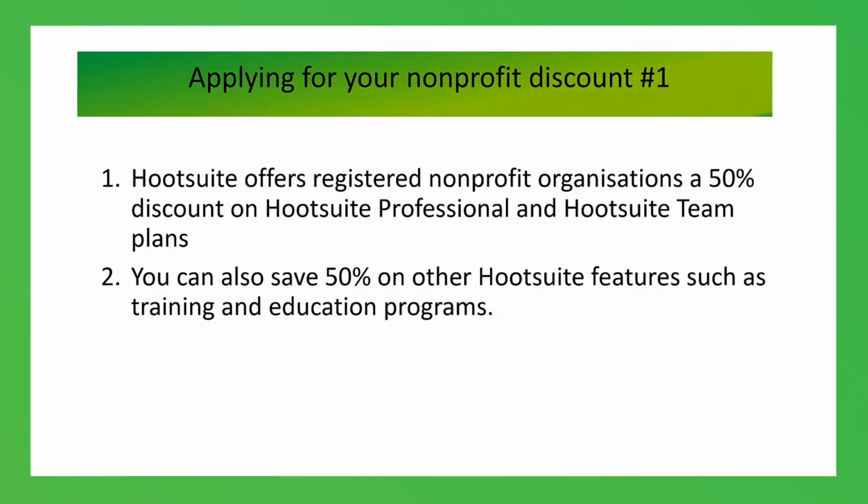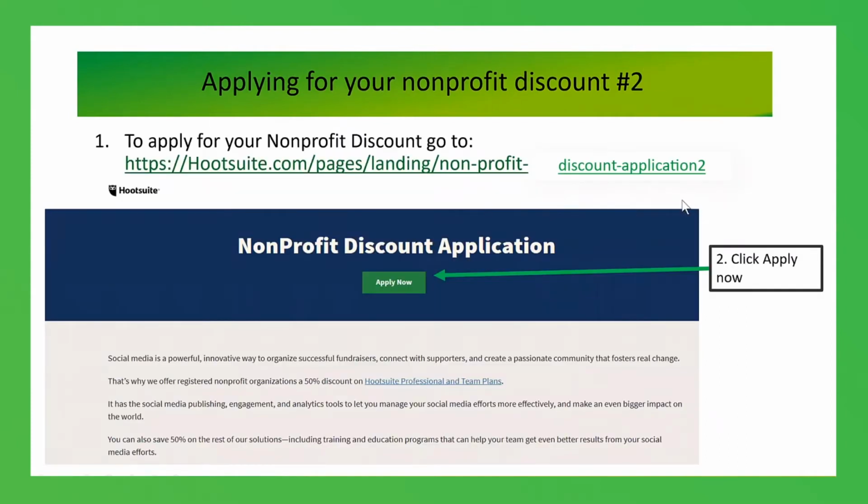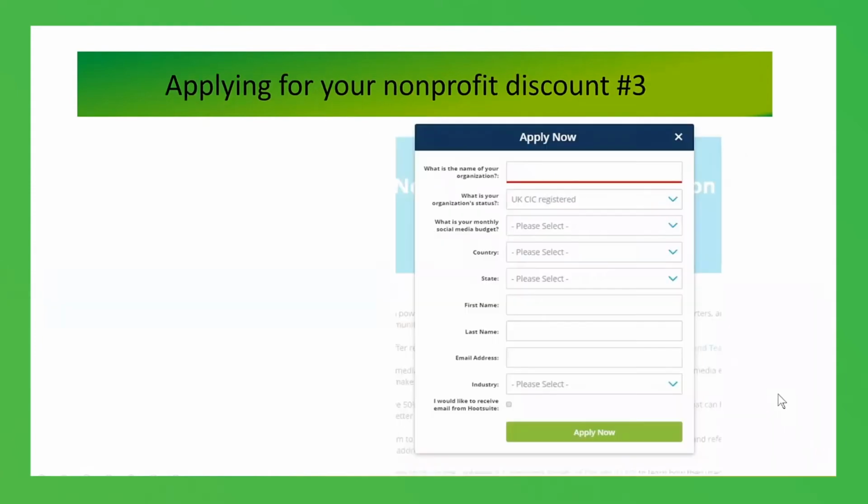We talked about the non-profit discount. Hootsuite offers what they call registered non-profit organisations. You don't have to be a charity, you just have to prove that you're a non-profit. To apply for the non-profit discount, visit this page, and as I said, we'll send out the slide. You'll be able to click on the link and you'll get to a page that says non-profit discount application. You just click on apply now.